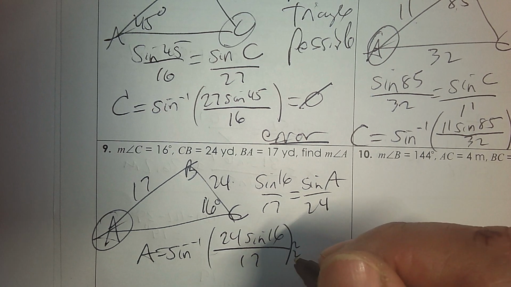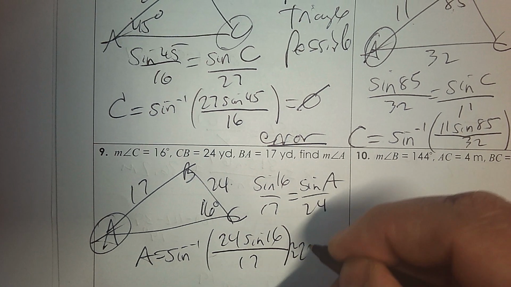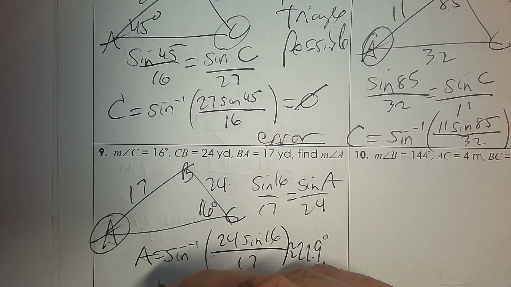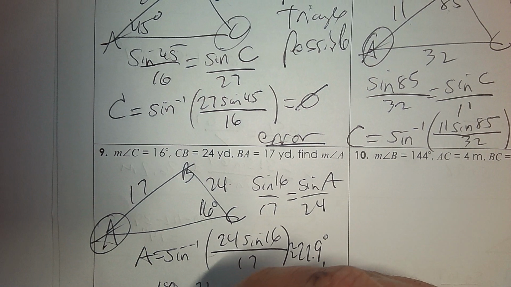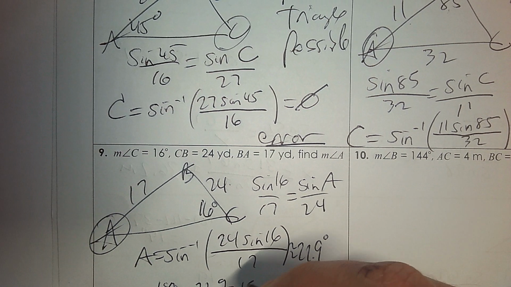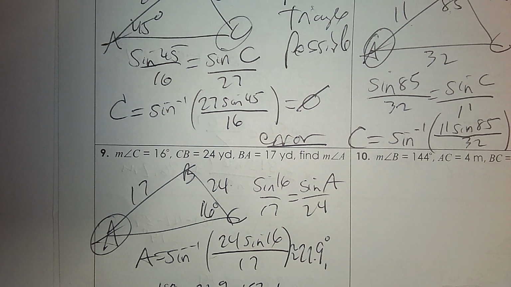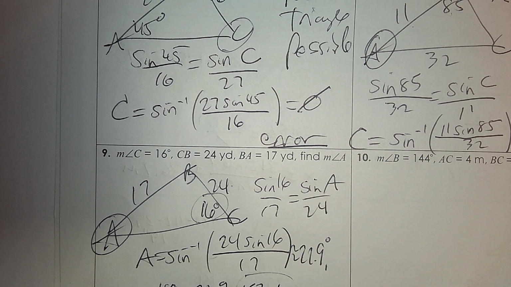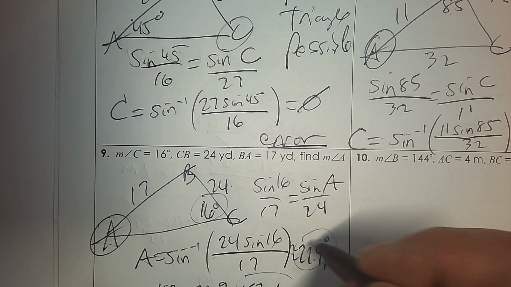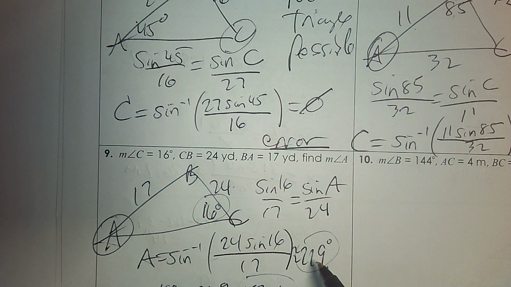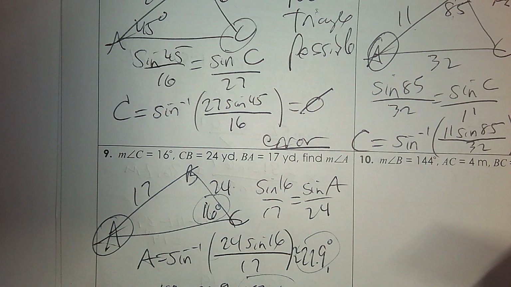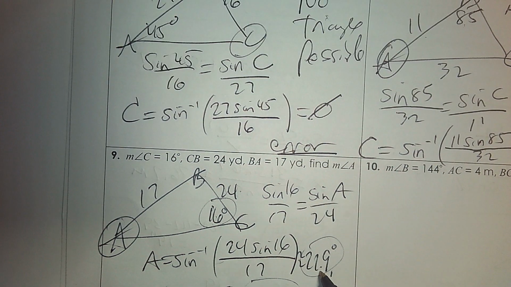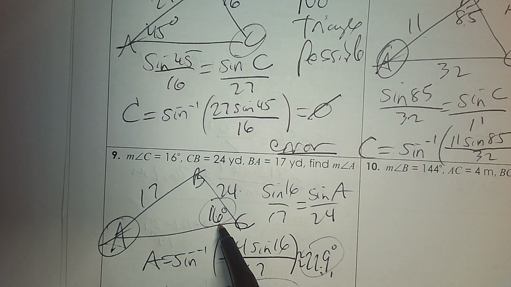So there's a possibility it could be 22.9. That's the acute. Then if I subtract from 180, so I go 180 subtract 22.9, you get 157.1. Now we have to test that one. So 16 plus 157.1 plus 22.9. If I add those, what do we got? So we got 22.9 and 16. That's enough room for a third angle.